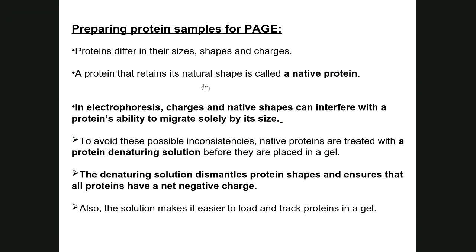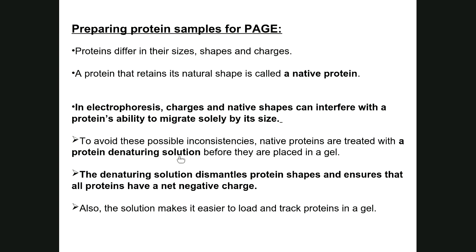Now, in electrophoresis or in SDS page, the charges and the native shapes can interfere with the protein's ability to migrate solely based on its size. Therefore, normally what is done in a lab when you perform this technique called SDS page is that you want to remove the native shape of the protein, or cause that native protein to lose its shape, by treating it with a protein denaturing solution.